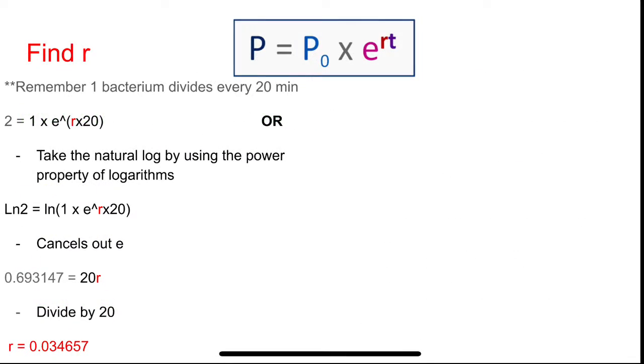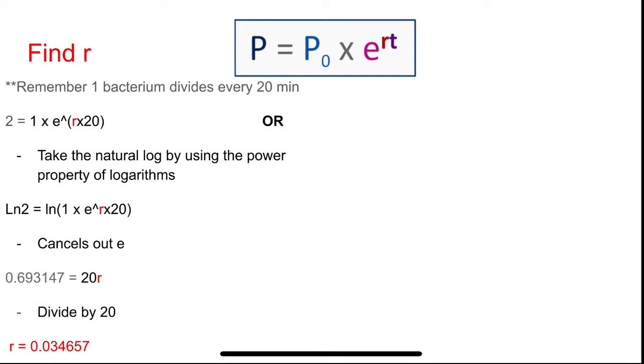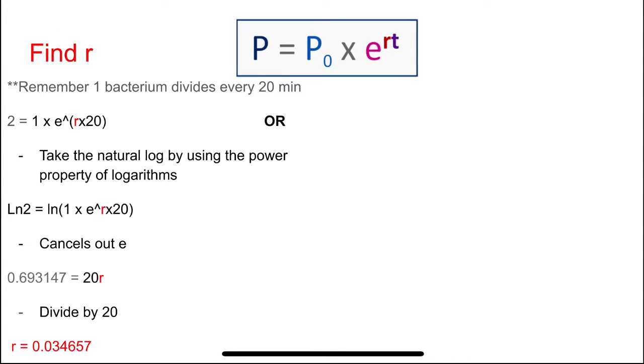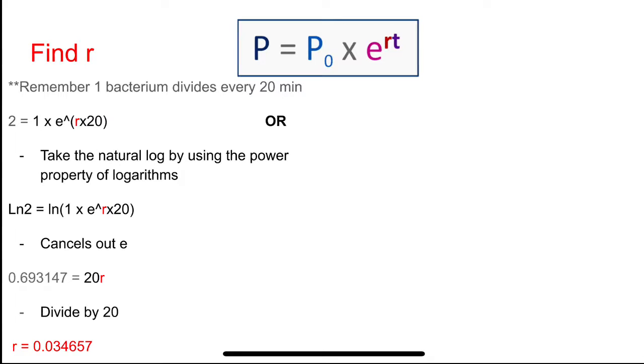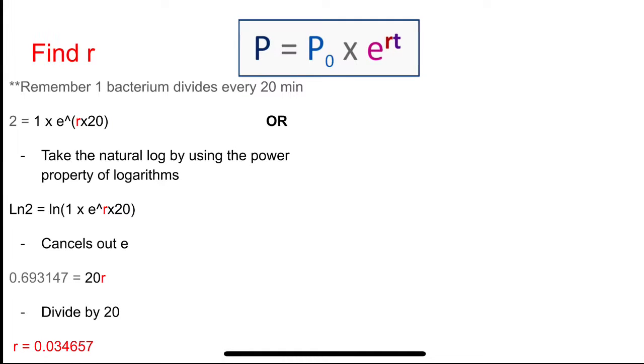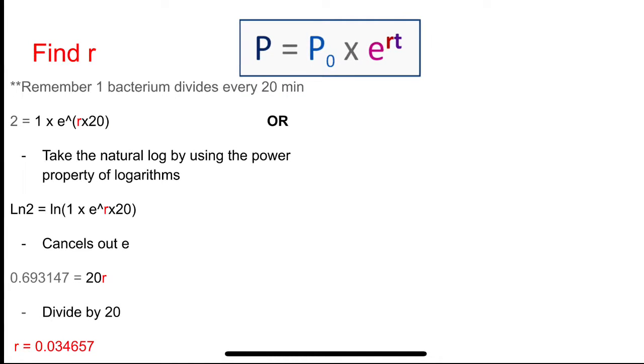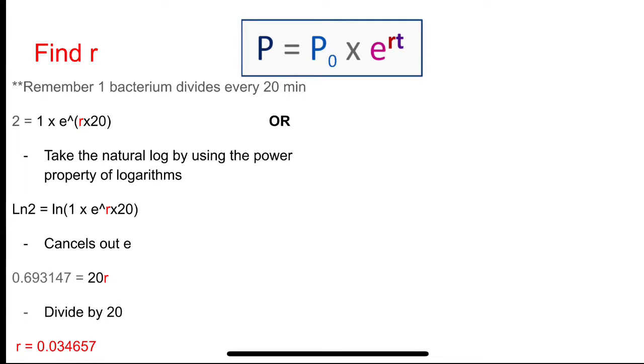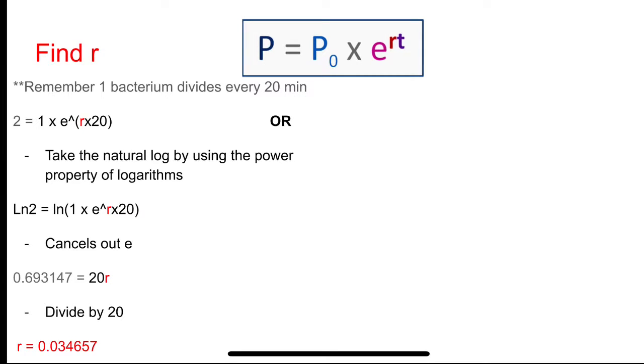When finding r, you have 2 ways to think about it. We know that a single bacterium divides every 20 minutes. With that information, we can conclude that after 40 minutes, there would be 2 bacteria, 60 minutes, 3 bacteria, and so on and so forth. Therefore, we can set up an equation assuming that if we started with 1 bacterium and our t equals 20 minutes, our final bacteria will be 2.